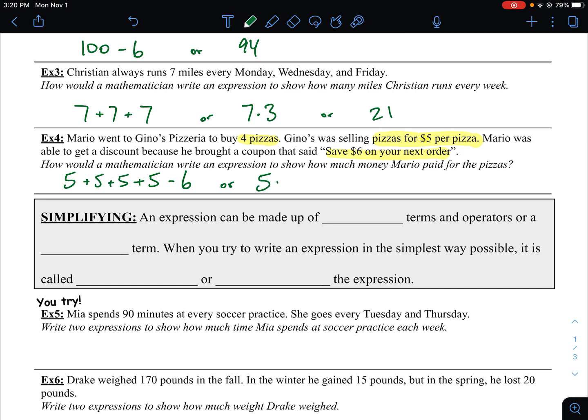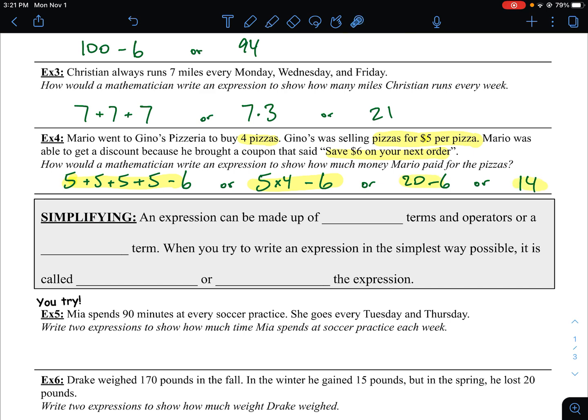$5 for 4 pizzas, so that's just 5 times 4, and then you subtract the $6 coupon. Or you were thinking, well, he spends $20 on pizza minus $6 coupon. Or you simplified it even further and you just said it's $14 for how much he spent. All 4 of those are correct expressions.